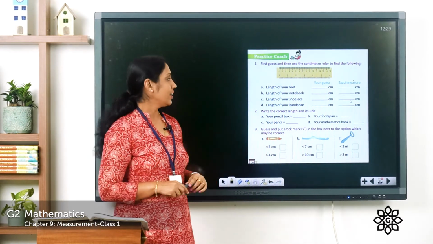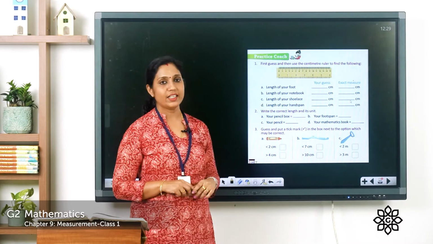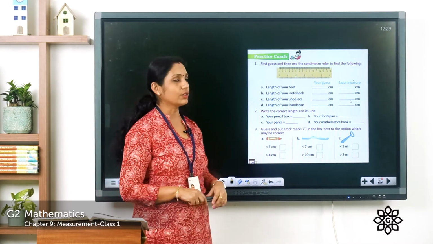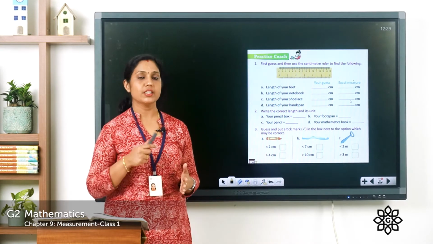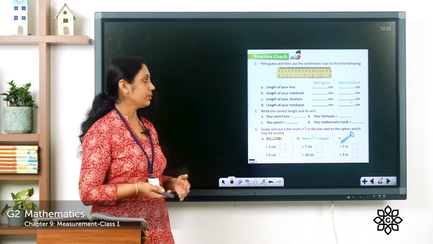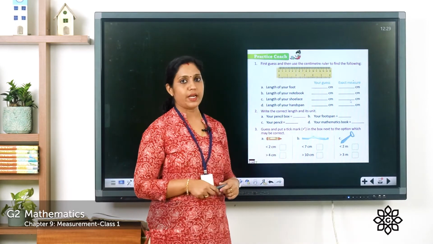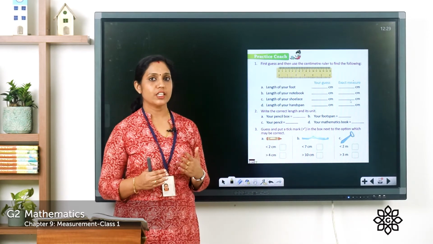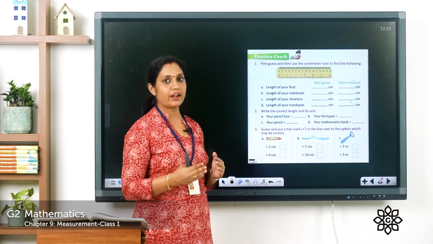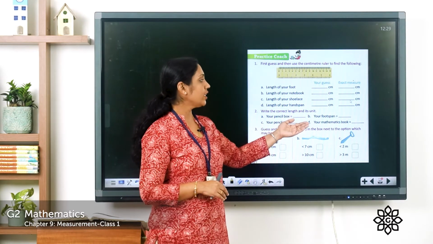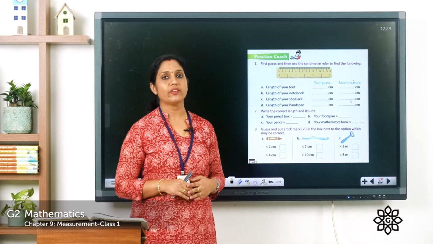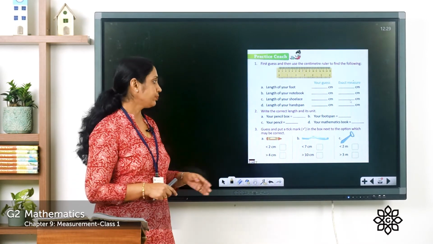The second question, write the correct length and its unit. Your pencil box, how much is it? Measure it and write the unit, whether it is millimeter, centimeter or meter. B, your foot span, whether it will be millimeter, centimeter or meter. Measure it and write the unit accordingly. Next, C, your pencil, and D, your mathematics book. So find it out and write it in the space provided.